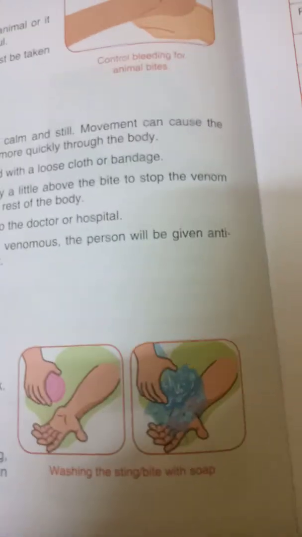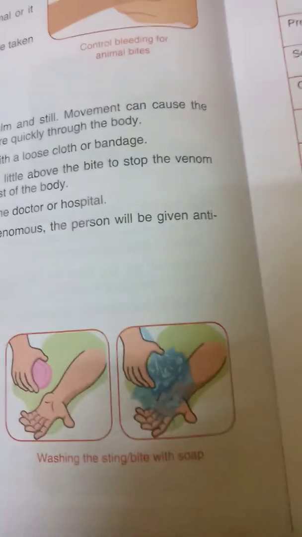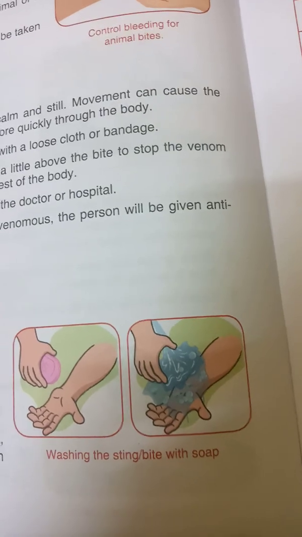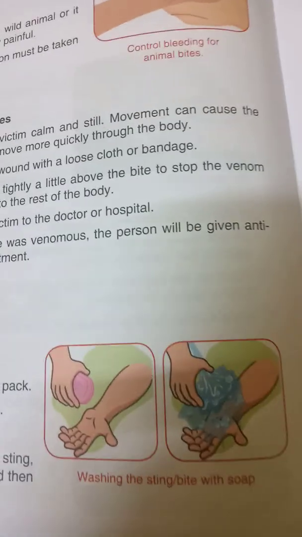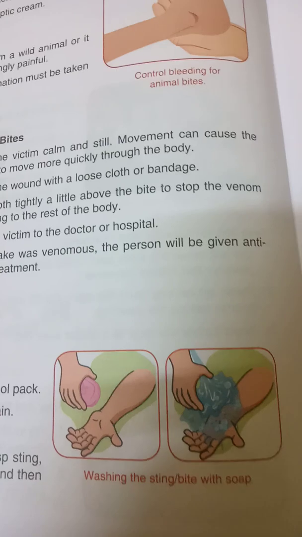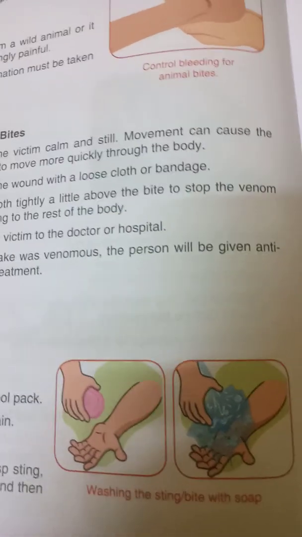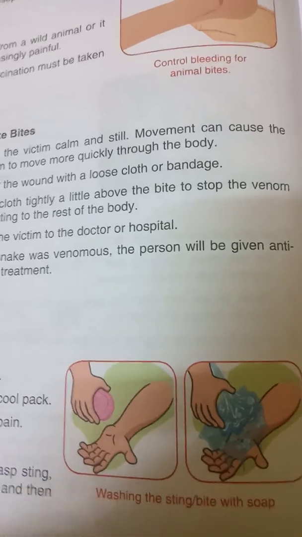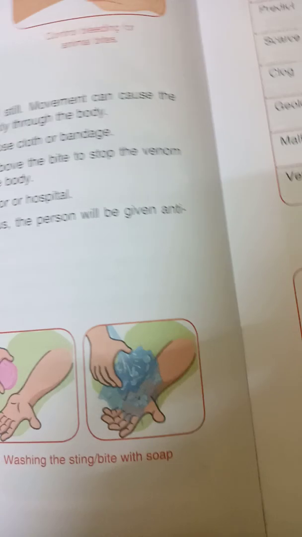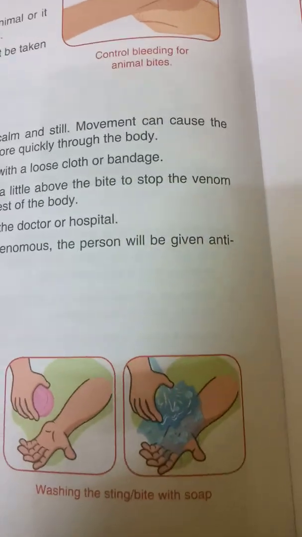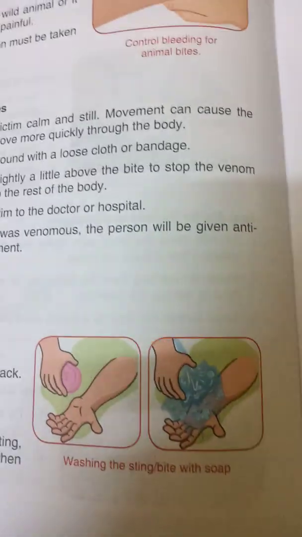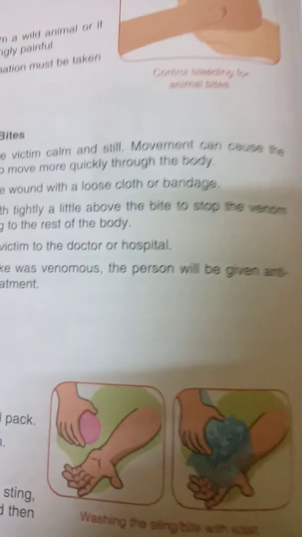In case of insect bites such as bee, தேனீ சொல்லும், or wasp sting, immediately remove the stinger. அதில் அந்த அதோட இது மாதிரி இருக்கும். When the bee stings, this thing will go inside the body. So you should take it out if it is seen. And then apply ice on the affected area.